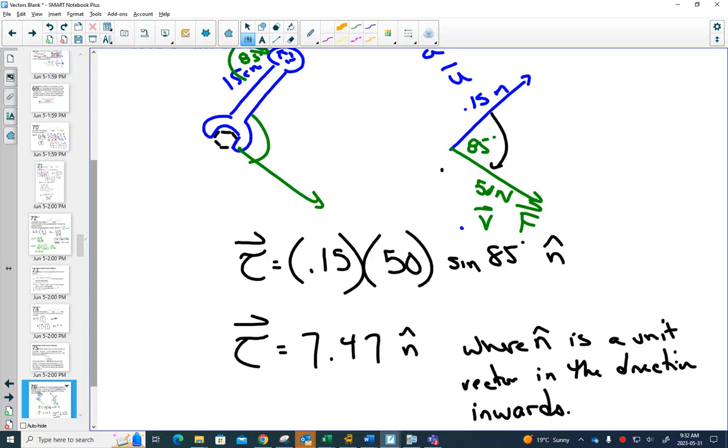So, what's the magnitude? 7.47 newton meters. What's the direction? Inwards.